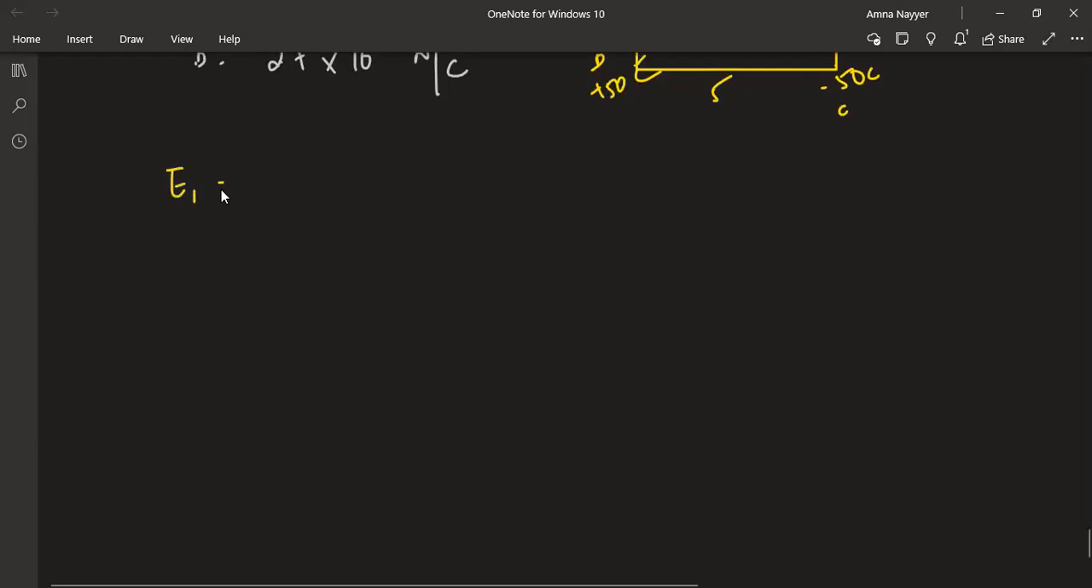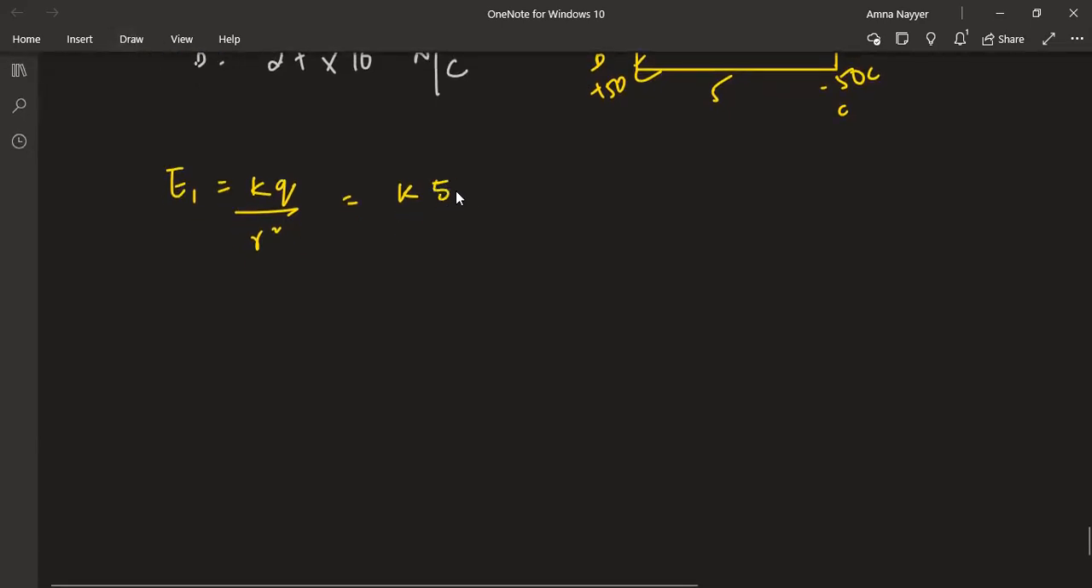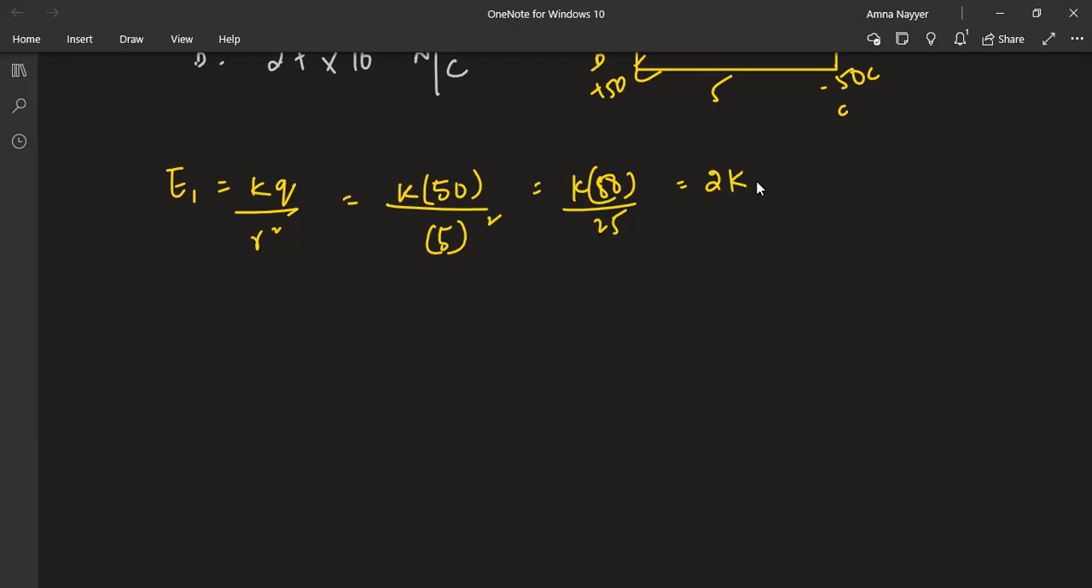So see, electric field 1 will be KQ by R square, which is K into 50 divided by R, which is 5 over here, 5 square. So I'm writing this as K into 50 by 25. So that becomes 2K. So 2K along AB.